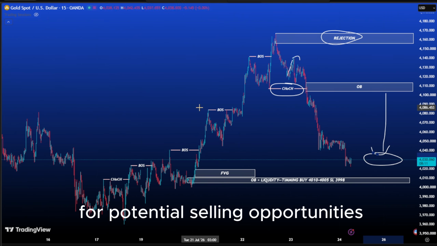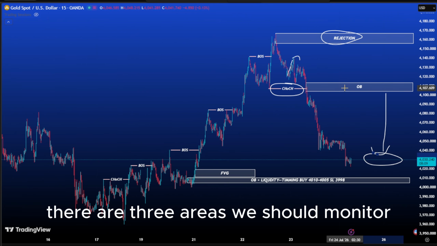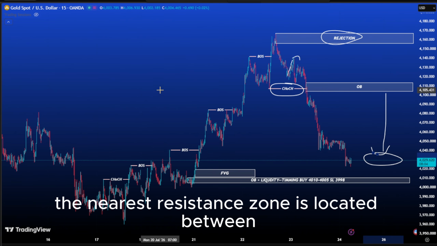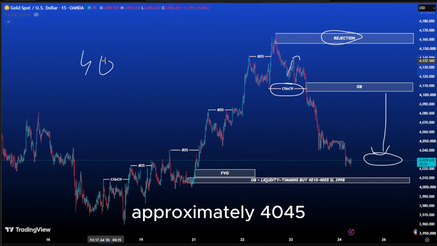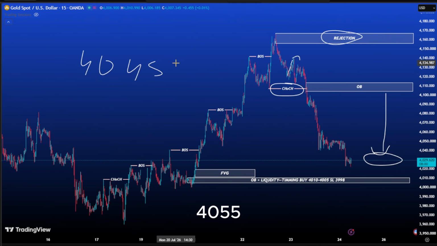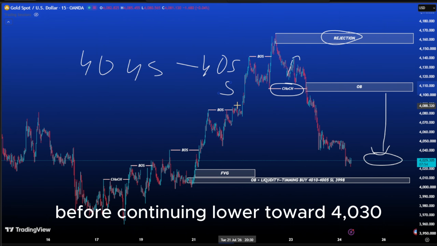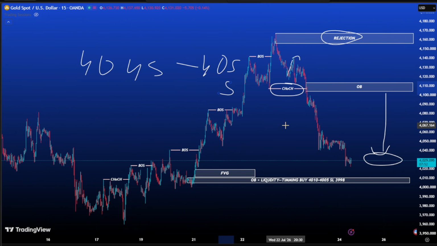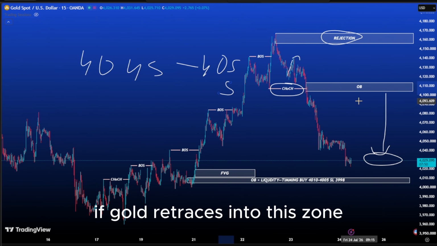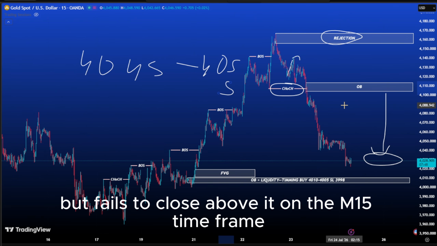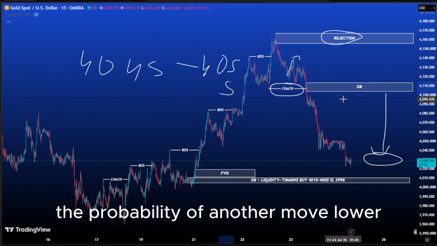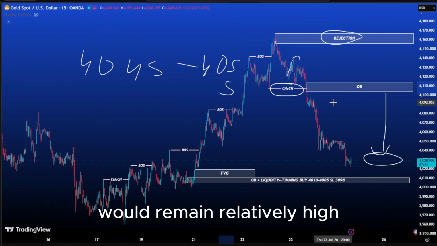Guys, for potential selling opportunities, there are three areas we should monitor. The nearest resistance zone is located between approximately 4,455 and 4,555. This is the area where price recently consolidated before continuing lower toward 4,030. If gold retraces into this zone but fails to close above it on the M15 timeframe, the probability of another move lower would remain relatively high.